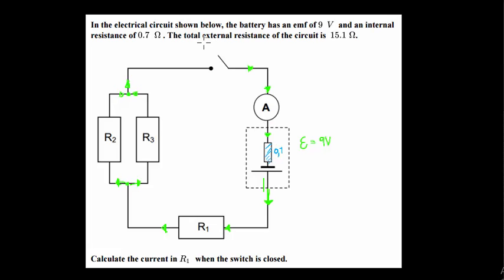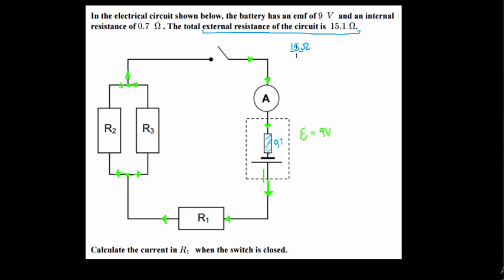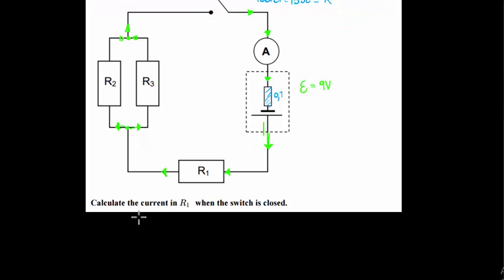The total external resistance of the circuit is 15 ohm. So 15 ohm is the total external resistance, and that is also called the load. So the load of the circuit is 15 ohm, and we use a capital R to represent that. Calculate the current in R1 when the switch is closed. So the switch is closed, and when it's closed, the total current will pass through R1.